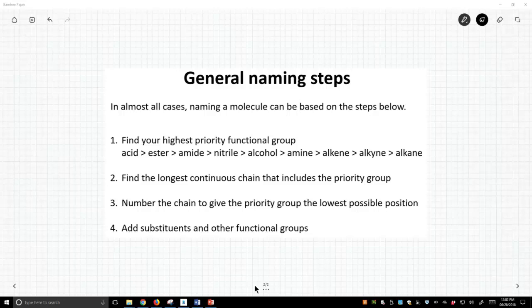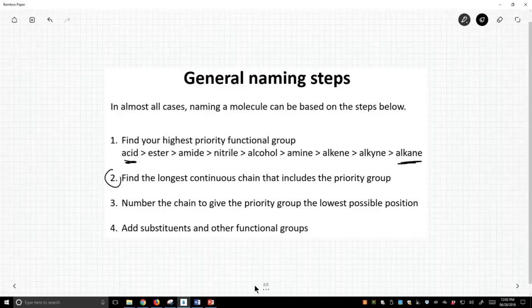So the first step is to find the highest priority functional group in your molecule. To do this, you need to be able to identify functional groups. So here is the list of different functional groups you'll encounter. Acids are the highest priority group that we've encountered, and then alkanes are the lowest.